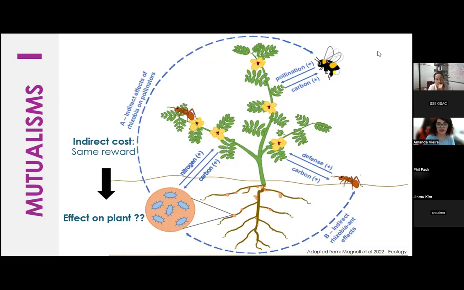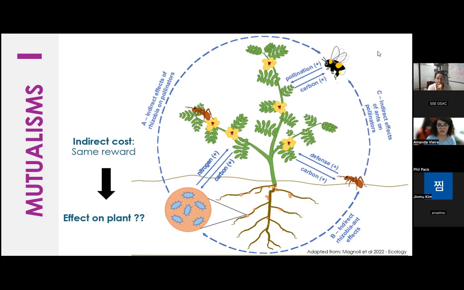But there can also be indirect costs, in this case on ants, because plants are providing the same nutritional resource for ants and for rhizobia. There's a study showing that plants with rhizobia provide less nectar to ants, which could decrease the defense.